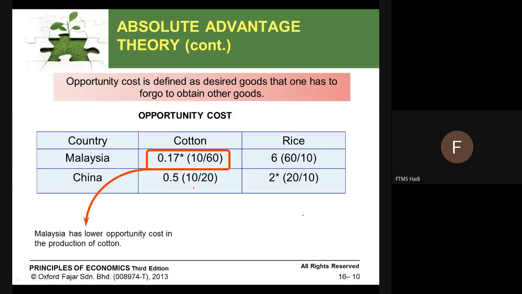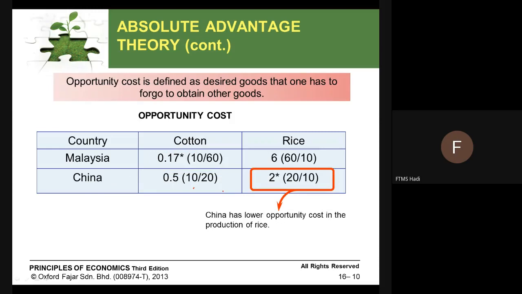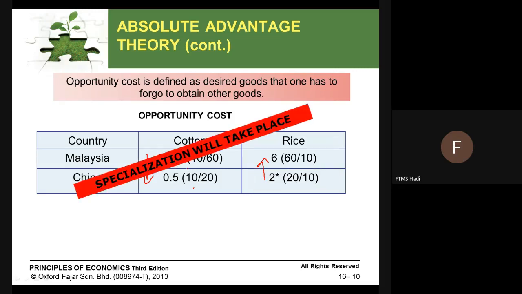Malaysia has lower opportunity cost in the production of cotton, because of the lower value, you see, 0.17. And China has lower opportunity cost in the production of rice. That means 2 compared with 6, 0.17 compared with 0.5. Specialization will take place.